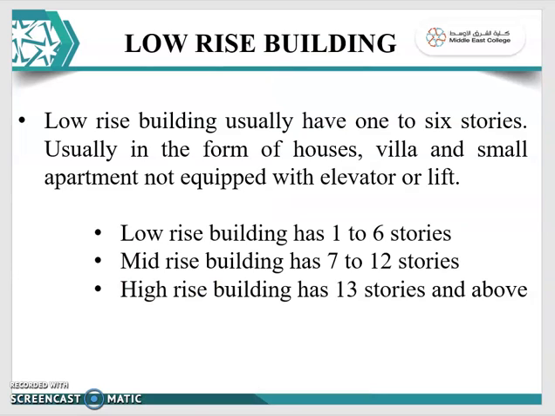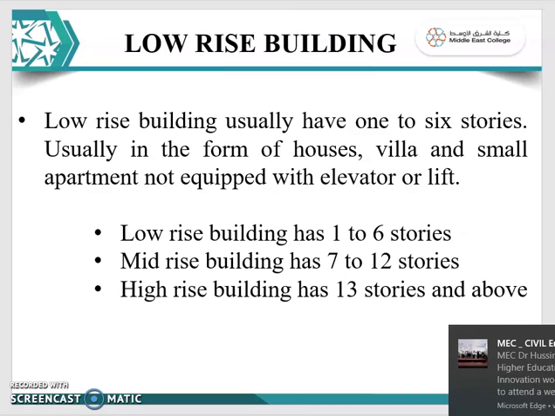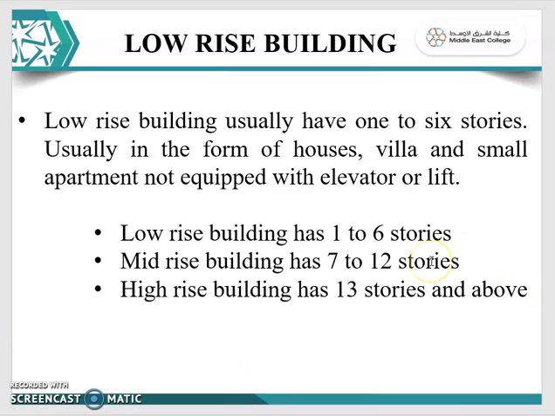The important topic in this module is the low-rise building. Low-rise buildings usually have 1 to 6 stories, and are usually in the form of houses, villas, and small apartments. So this is how you can separate them. Low-rise buildings have 1 to 6 stories. Mid-rise buildings have 7 to 12 stories. High-rise buildings have 13 stories and above.